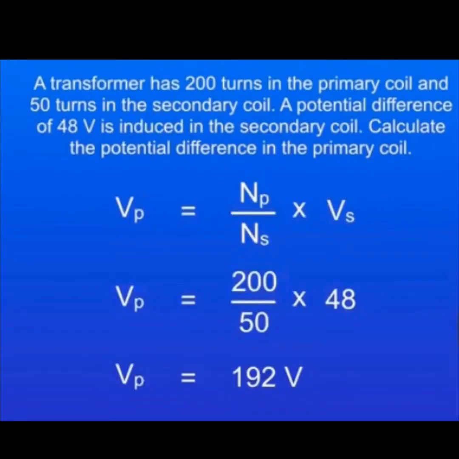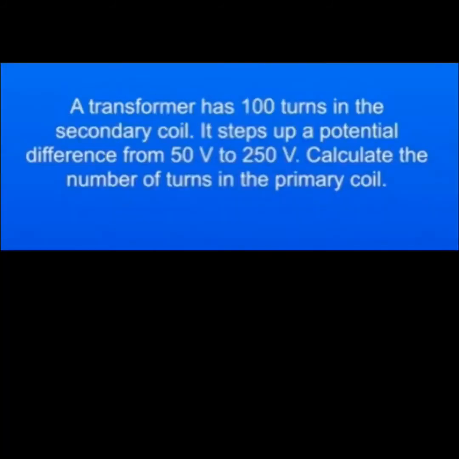First, we are going to arrange the equation, and the equation will be Vp equals Np divided by Ns multiplied by Vs. From the problem, the transformer has 200 turns, so Np equals 200 turns, and Ns equals 50 turns, the secondary coil, multiplied by Vs, which is the secondary voltage, 48. So Vp equals 192 volts.